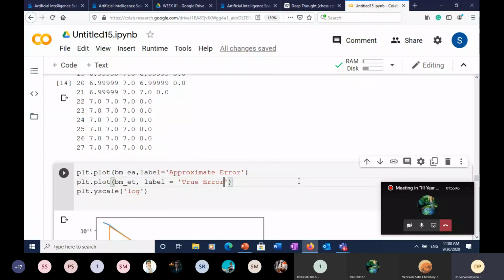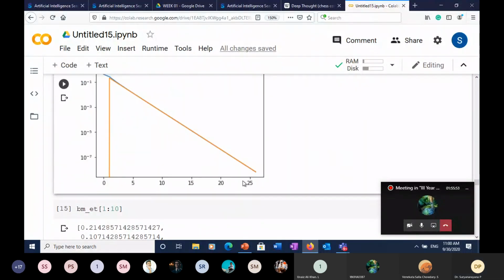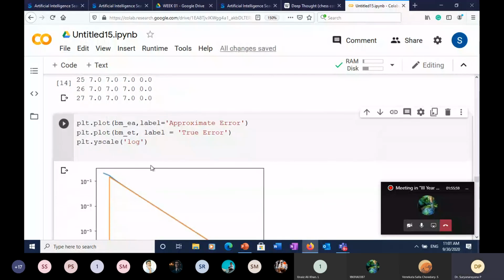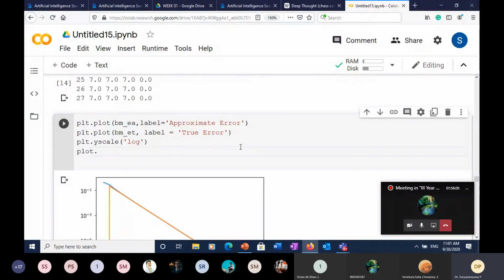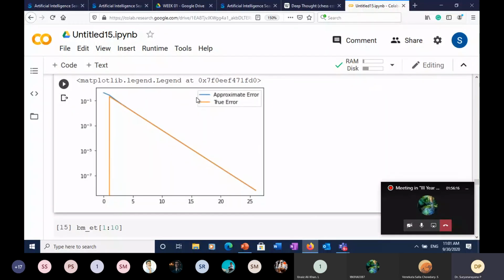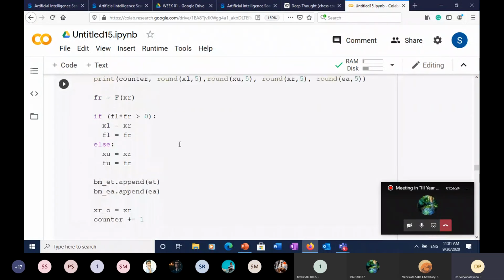Again, I cannot stress this enough. In reality, you may not be able to know the true error. This is only for some limited cases like this, for academic interest. The labels are not showing. To show the labels, I have to say plt dot legend. So now it's clear. The blue one is the approximate error, and this is the true error. And it still bothers me that the true error is 0 at the first time.